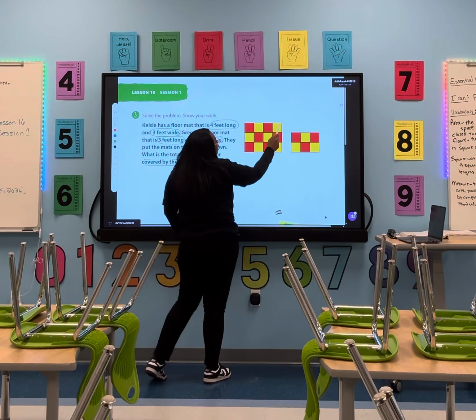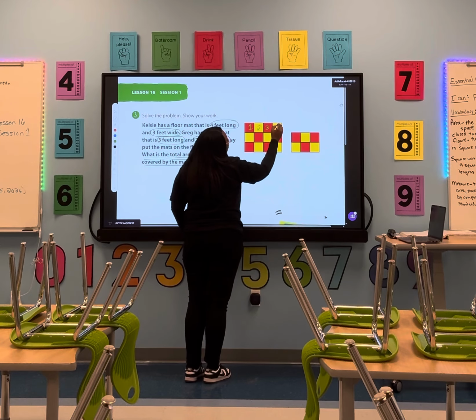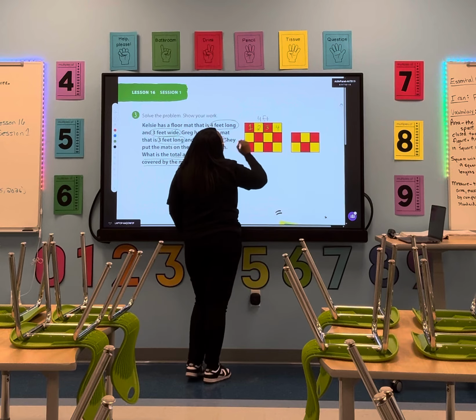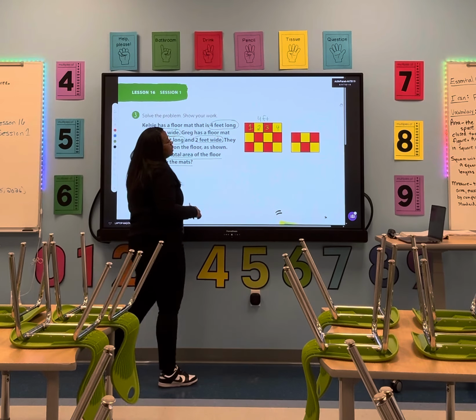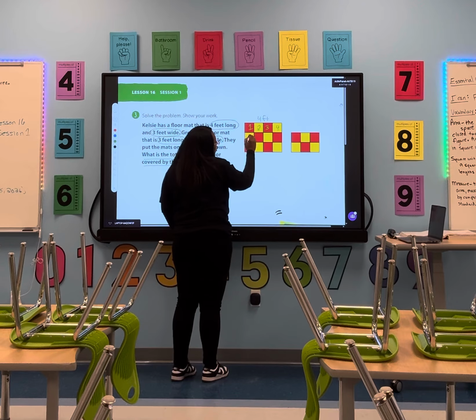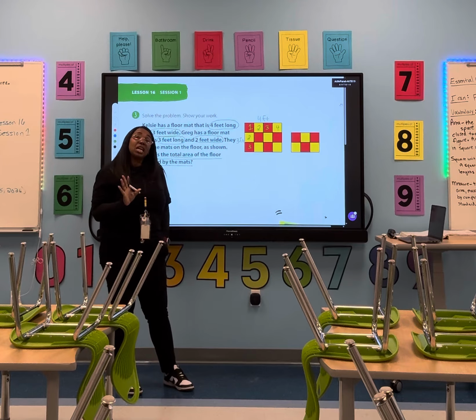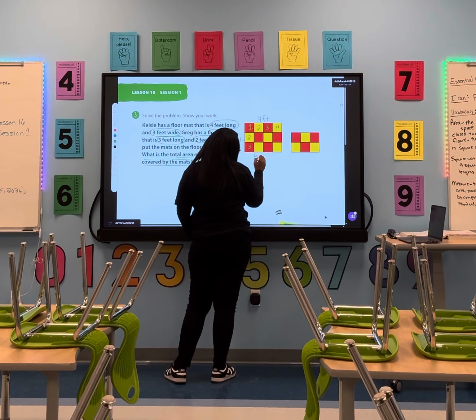Remember length? Let's count and see. We have 4. 1, 2, 3, 4. So this is 4 feet long, okay? And 3 feet wide, they say. So let's count how wide it is. 1, 2, 3. So this one is 3 feet wide. So I would say that it is safe to say that this first mat belonged to Kelsey.